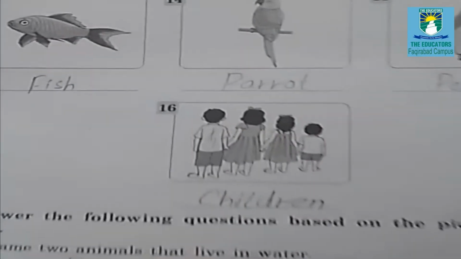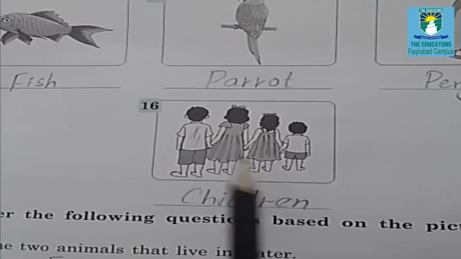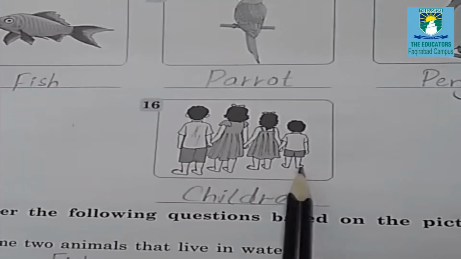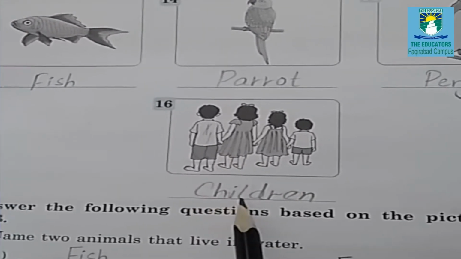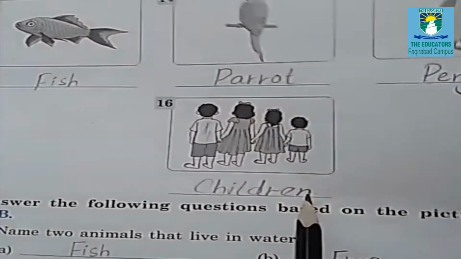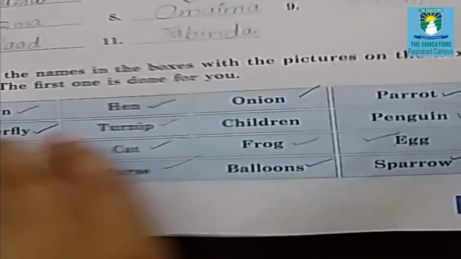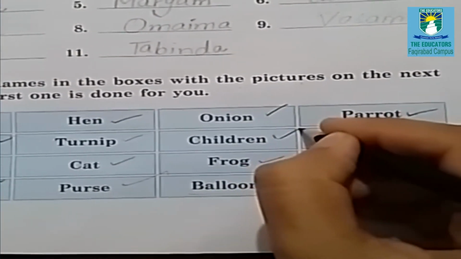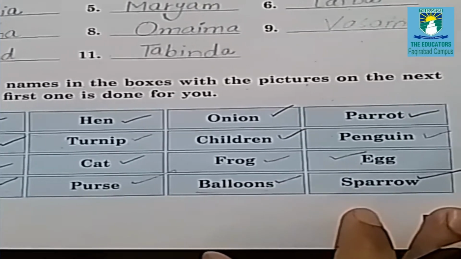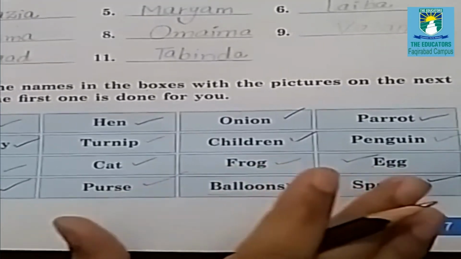And the last one we have children. Now you have to write spelling of children, C-H-I-L-D-R-E-N, and you have to tick the word children on page number 7 over here. Now I think this is enough for today.